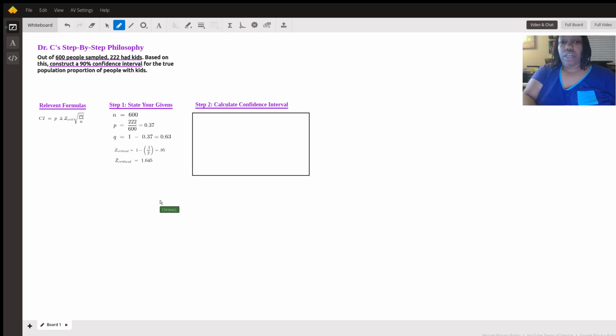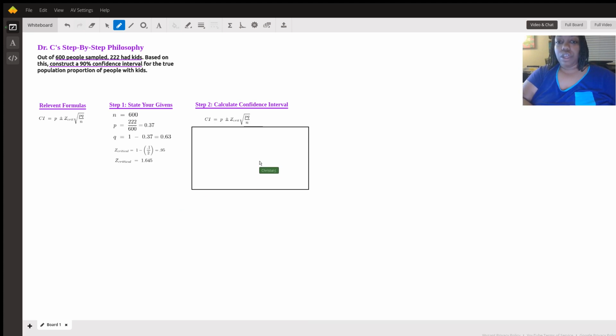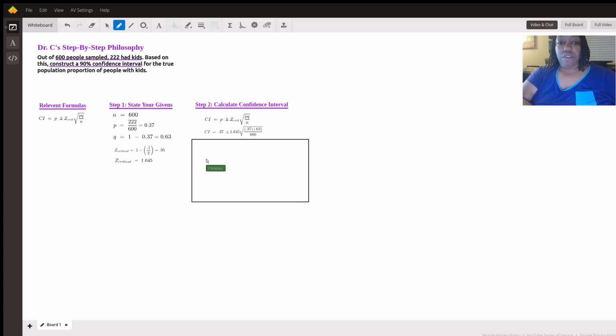that's essentially all that's been given to us. So next, the only thing that's left is to calculate the confidence interval. As a reminder, here's the formula. We have P plus or minus the critical value times the square root of P times Q divided by N. We literally have everything from our givens, so we just plug everything in.